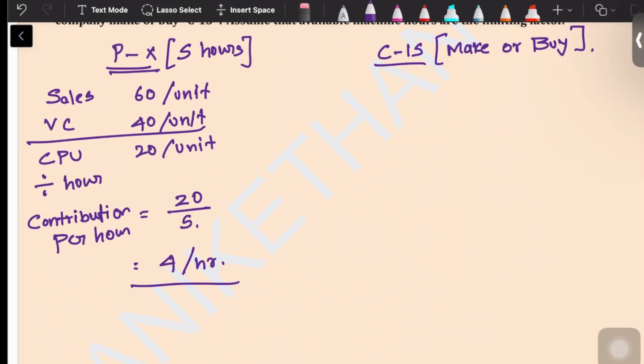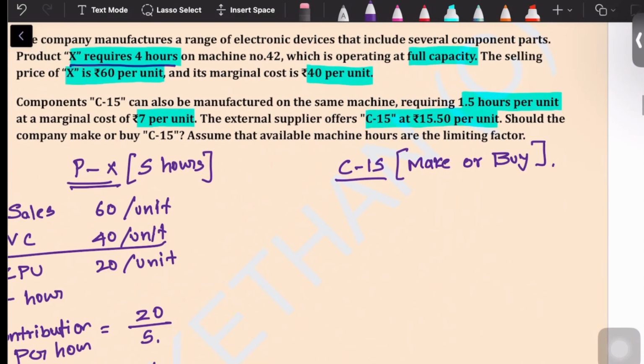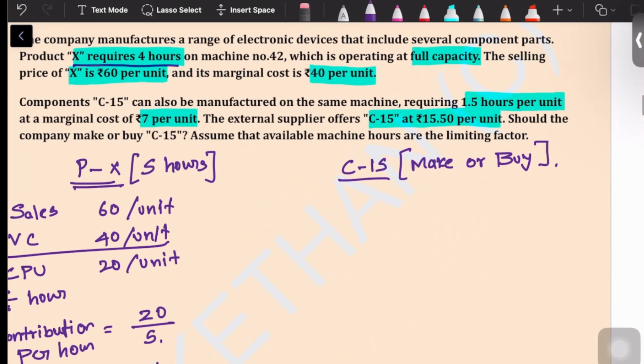So that means whenever I'm manufacturing, for each 1 hour I spend on that machine, I'm getting 4 rupees as a contribution. Now I will consider what is this another case. So the second is your component C15. So what is this variable cost? Variable cost, so it is given marginal cost of 7 per unit. So 7 per unit. Also, I will add the contribution lost.